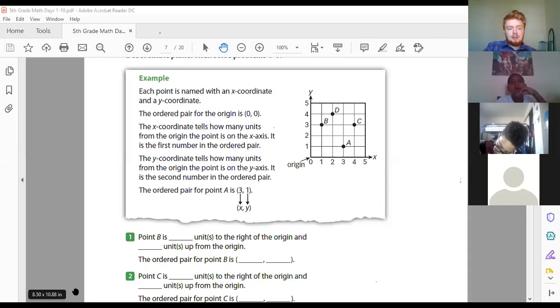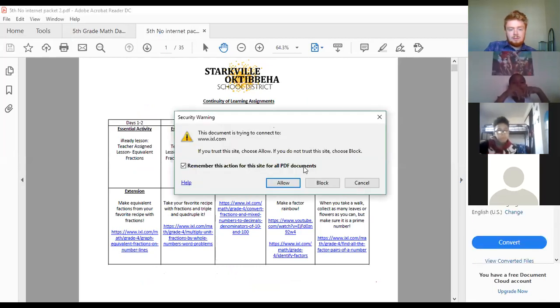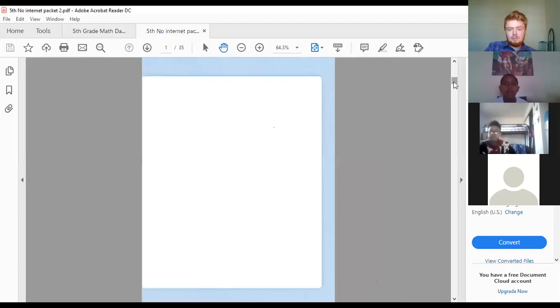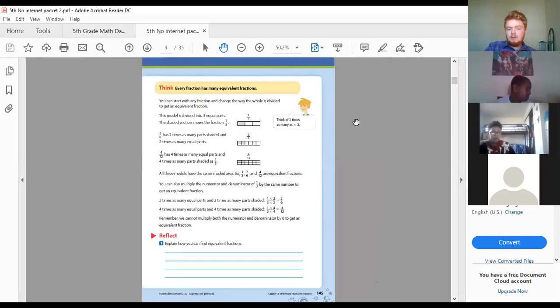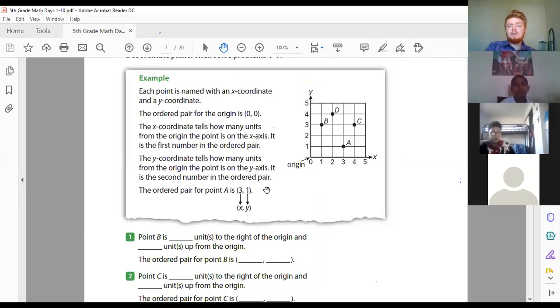Does it say math, no internet packet too? Let me go check. All right. No, it says grade 5 volume 2. Like from your textbook? Yeah, it says volume 2. Interesting. All right.